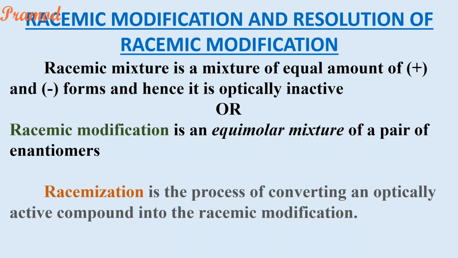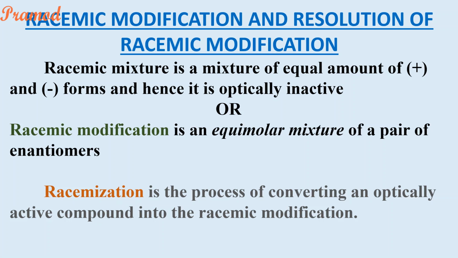The next topic is racemic modification and resolution of racemic modification. What is racemic modification? A racemic mixture is a mixture of equal amounts of both enantiomers, hence it is optically inactive. Racemic modification is nothing but an equimolar mixture of a pair of enantiomers. These definitions are very important. It contains both enantiomers in equal concentration, and that is known as racemic modification.